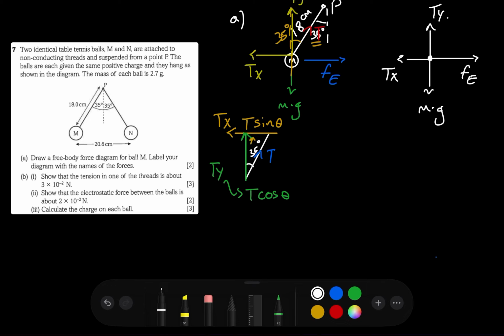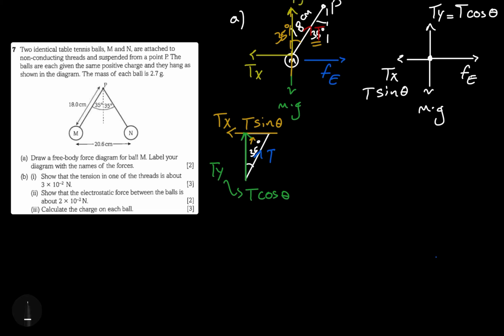So we can establish that Ty is T cosine of theta, and Tx is T sine of theta, meaning that if you wanted to find the tension in those two components, you have to use these formulas. That's the answer to question part A, which is drawing the free body diagram. Let's go to part B now.